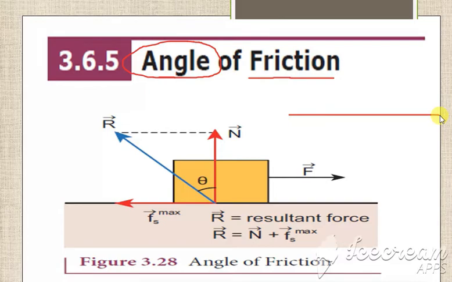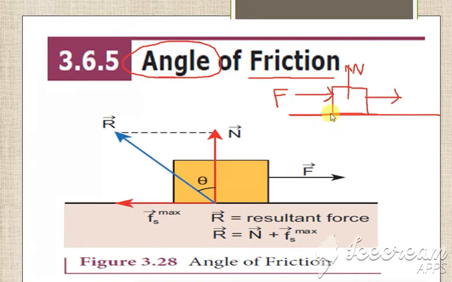For this, consider a horizontal surface on which an object is placed. Whenever you place an object, we know that there are two forces acting on the object: one is the normal force, and the next one is the gravitational force. Here the object is being made to move, so we are not considering the gravitational force. Let us consider only the normal force. And the external force acting on the object is represented by the letter F, and that is drawn in this way.